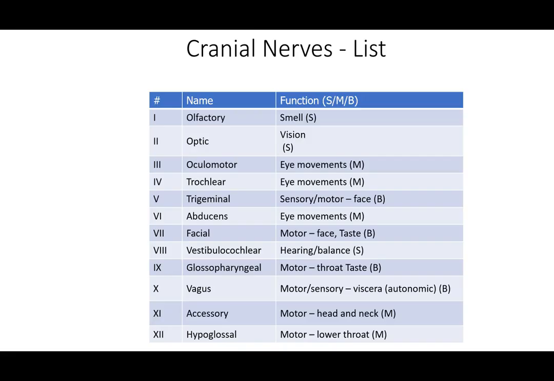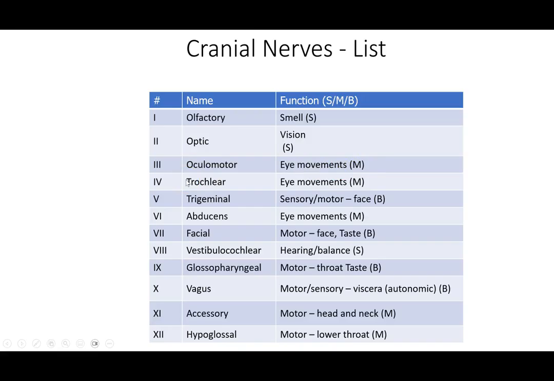So here's our list of cranial nerves. So cranial nerve 1, the olfactory nerve, this is smell. All right, so this is a sensory nerve exclusively. So S is for sensory, M is for motor, B is for both. Optic nerve, vision, another sensory nerve, that's for the eyes. Oculomotor, so this is going to be movement. So oculo means eyes also, but this is for eye movement. All right, so this is a motor nerve.